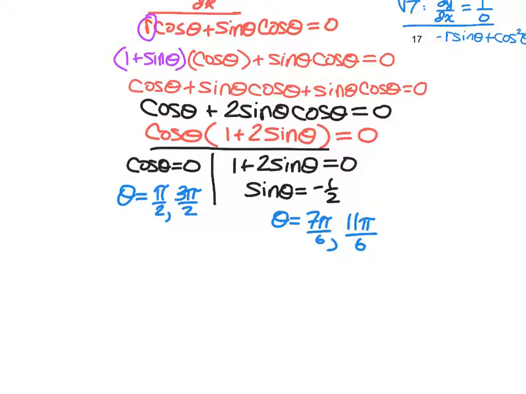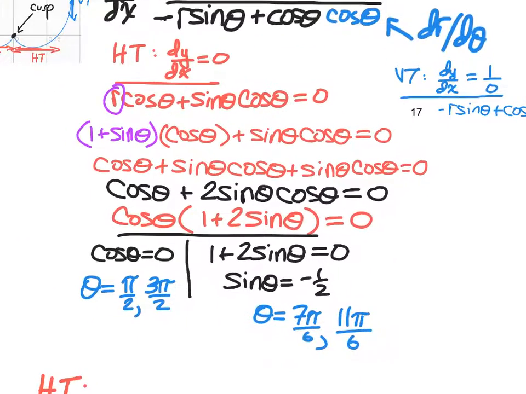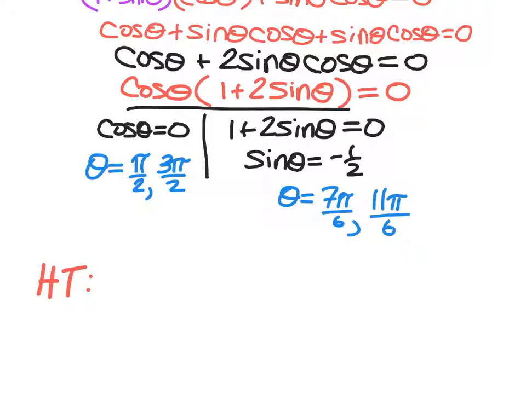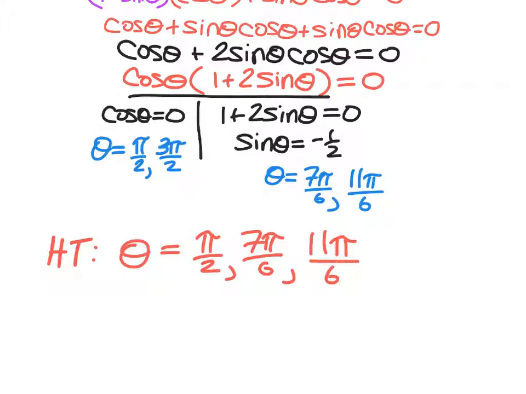All right. So we have these values, and we know our horizontal tangents. Let me just find the points. We'll still have to account for that part, which is something else we can deal with in a sec. The horizontal tangents are going to occur when theta is equal to pi over 2, 7 pi over 6, and 11 pi over 6. Our cusp is going to occur when theta is equal to 3 pi over 2.